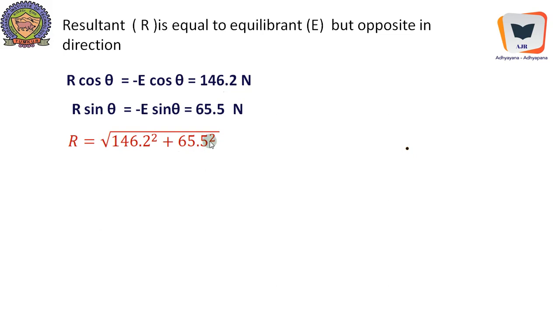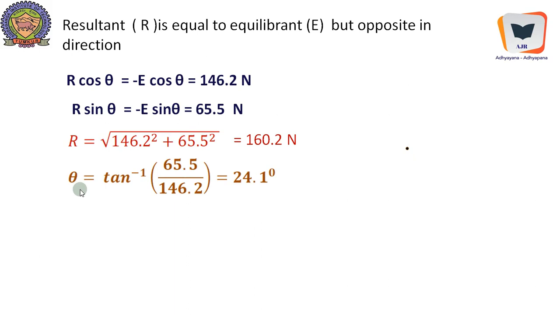146.2 whole square and 65.5 square, and if we want to get r, we will take the square root and we will find the resultant, the way we used to do earlier. Then theta equal to tan inverse of r sin theta, that is sum of the vertical components, work done by the vertical components, it is 65.5 divided by 146.2, so we will get 24.1 degree.